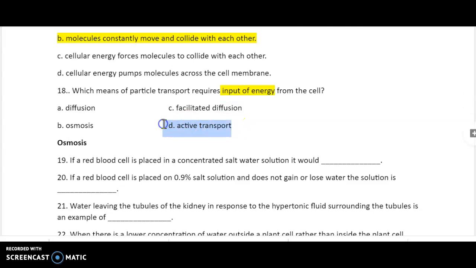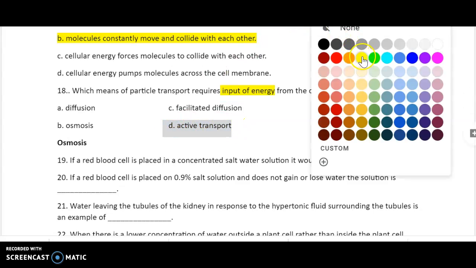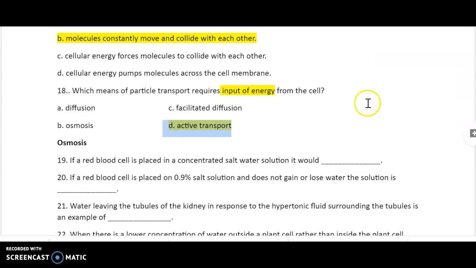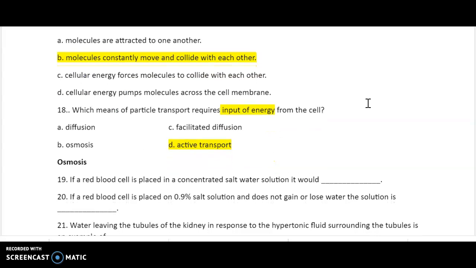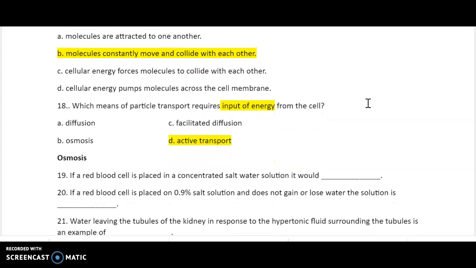Active transport uses energy. Okay, we're going to stop right here with number 18 for now. Part 2 will be tomorrow, and we will pick up with number 19. And that's it for today.